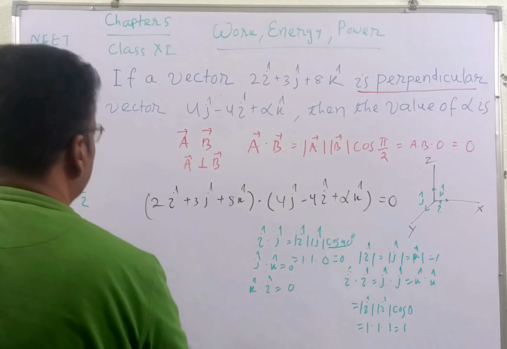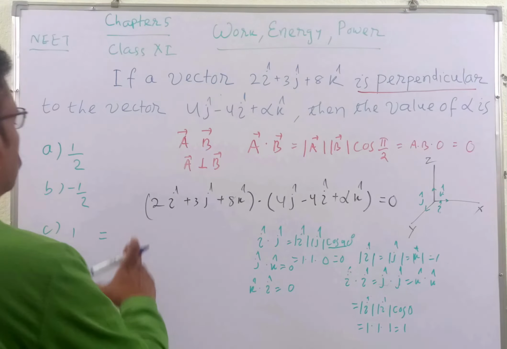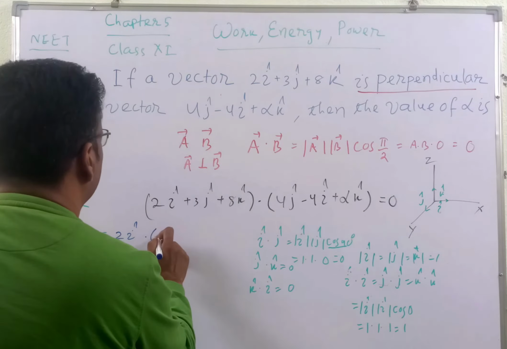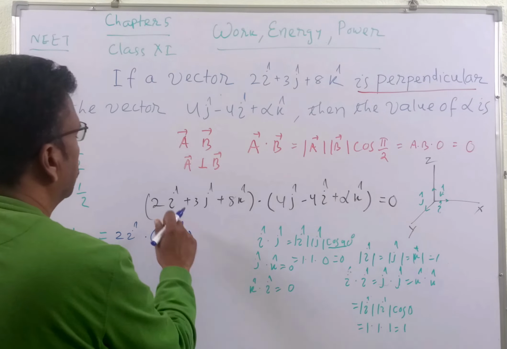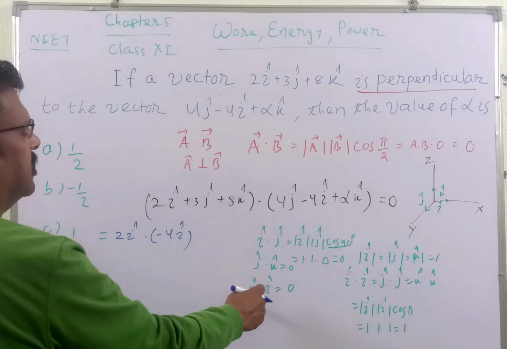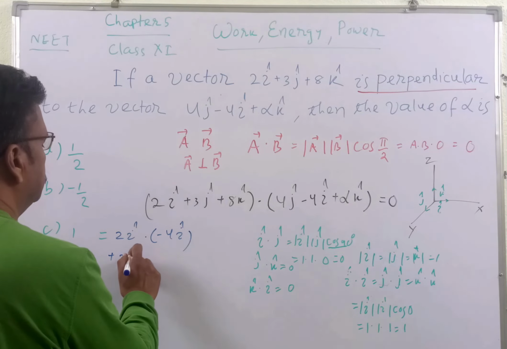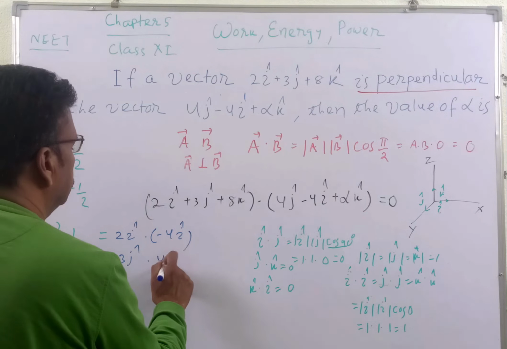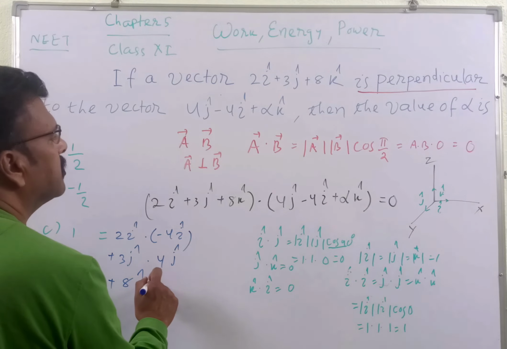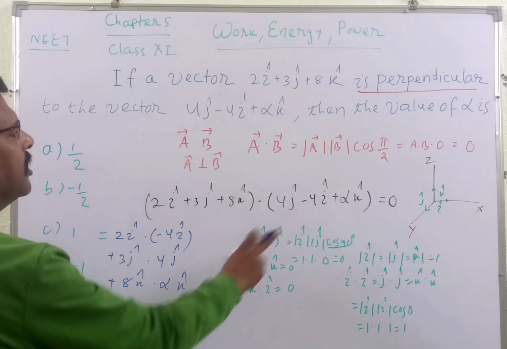So what will be the result here, students? That will be 2i into minus 4i. Only this term will be there, and i dot j and i dot k will vanish because you have seen that i dot j, j dot k and k dot i are all equal to 0. Similarly, there will be another term, 3j dot 4j, and another term, 8k dot alpha k, and this will be equal to 0.